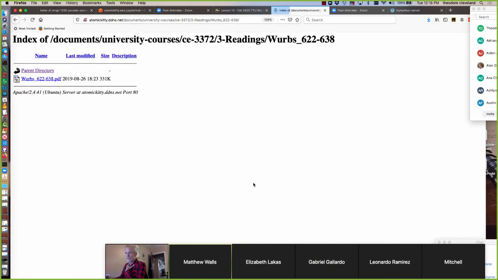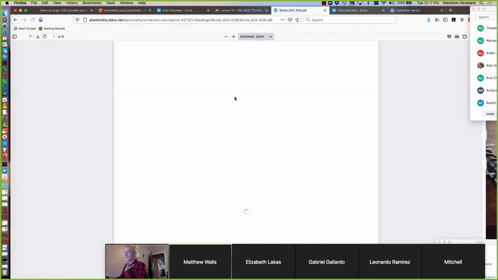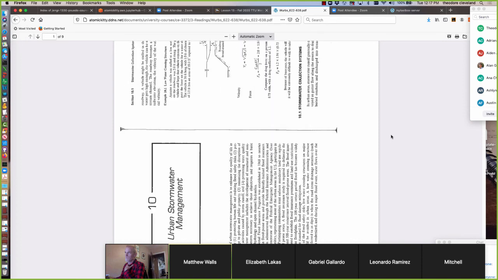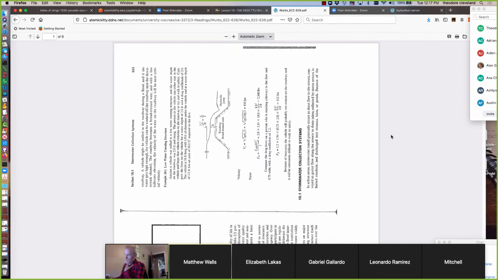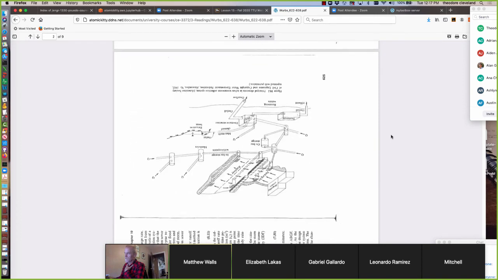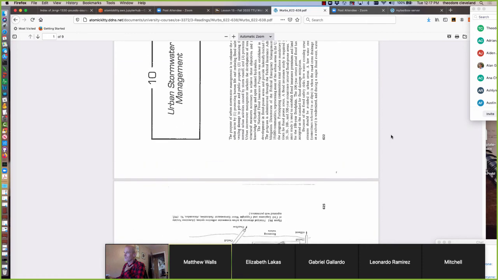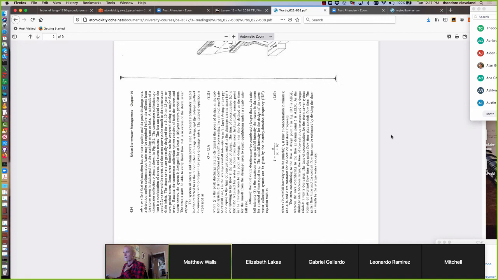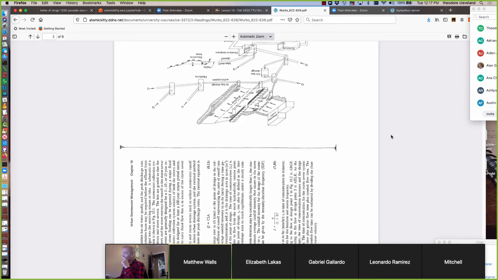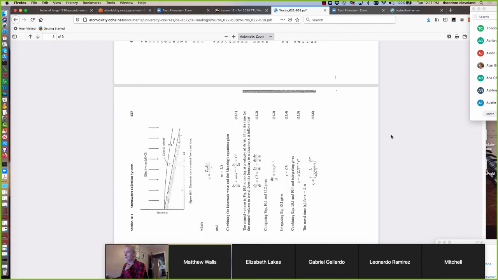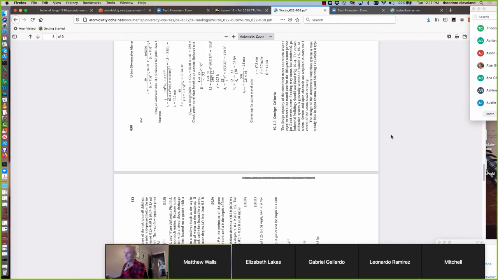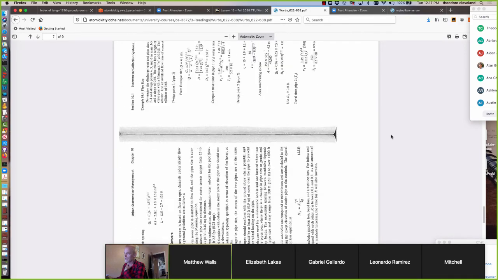And then urban stormwater management is much more of a conventional textbook approach. Talks about stormwater collection system. Oh, it's scanned in backward order. Classic Dr. Cleveland scanning. So you'll have to do some sorting of the pages to read through it in a meaningful order. But it's going through the hydraulics of stormwater.